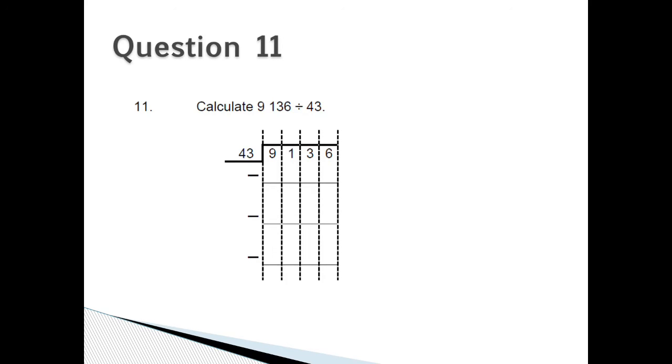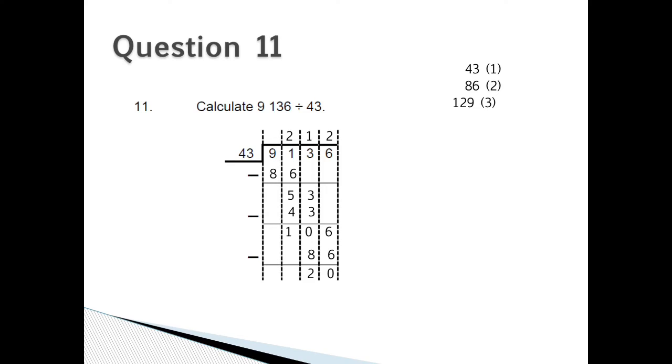Question 11. Calculate 9,136 divided by 43. So, 43 goes into 91 twice. 2 times 43 is 86. 91 minus the 86 gives you the 5. Bring down the 3. 43 goes into 53 once.